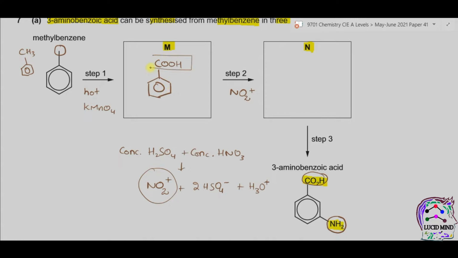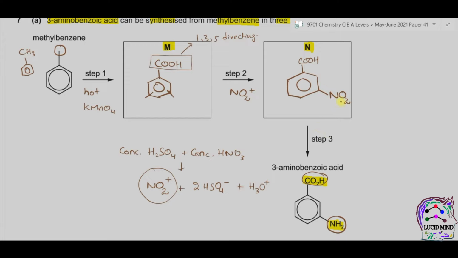Now carboxylic acid group is 3, 5 directing. So therefore the incoming electrophile, it will be attached to either first position, which is already occupied, or third position or fifth position. So now we can add it to third or fifth position. Now NO2 is added into the benzene ring.